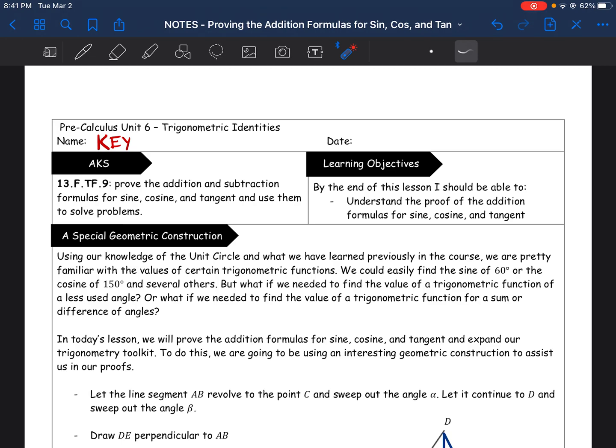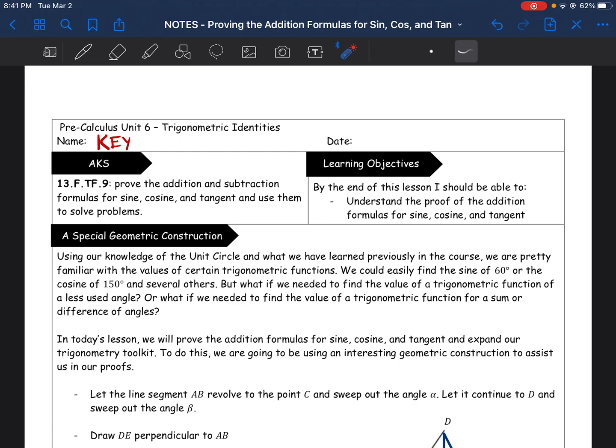But what if we needed to find the value of a trig function of a less used angle? Or what if we needed to find the value of a trig function for a sum or difference of angles? Well, that's what we're going to be exploring today in this video. We're going to be proving the addition formulas for sine, cosine, and tangent. And in the next video, we're going to be proving the difference formulas for sine, cosine, and tangent.